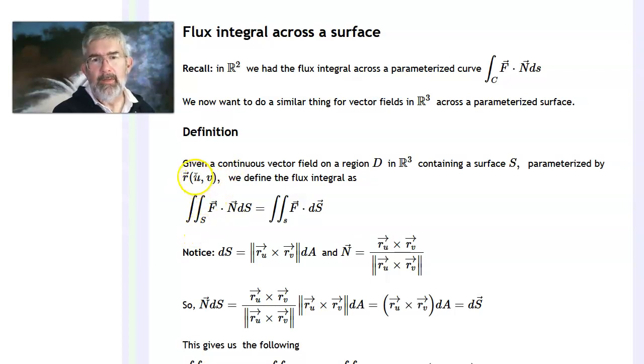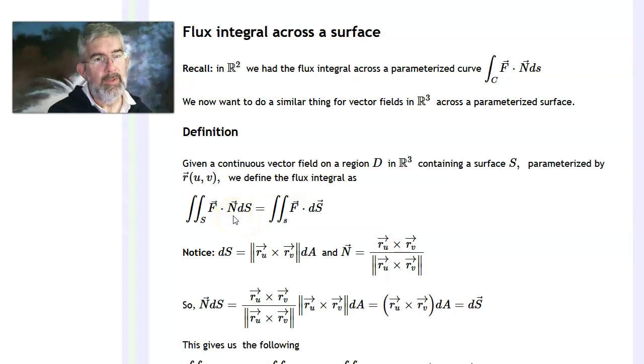So here we go. If we're given a continuous vector field, we're going to call that F. I didn't seem to name it here, but given a continuous vector field F on a region D in R3, and that region contains a surface S, where S is parameterized by some vector function R of u and v, then we define the flux integral as, it looks like a double integral over the surface S of F dotted with n dS.